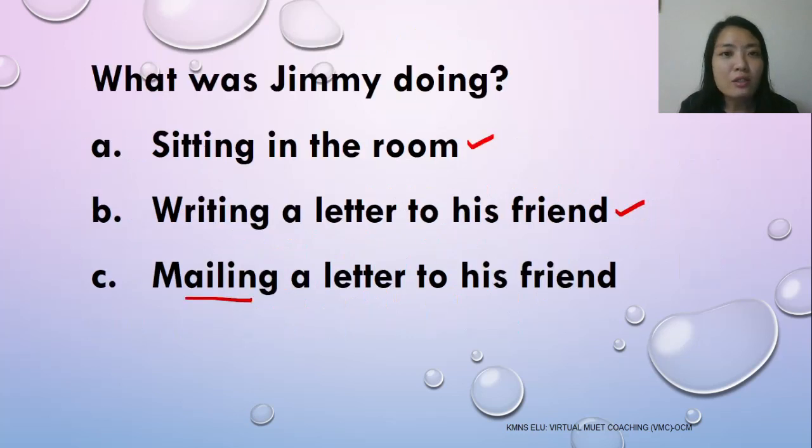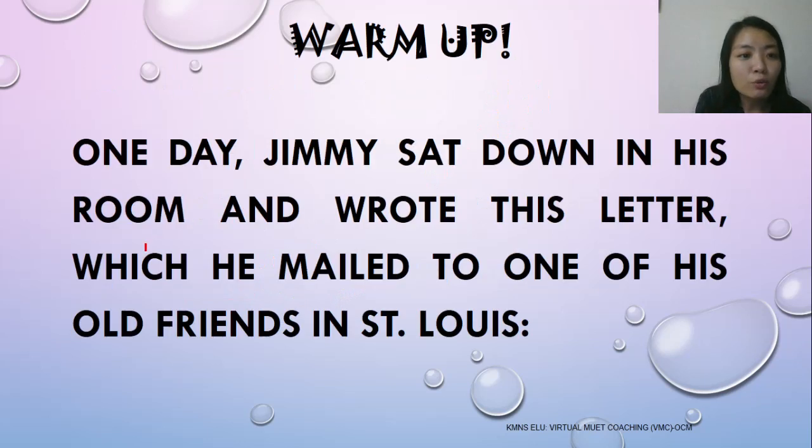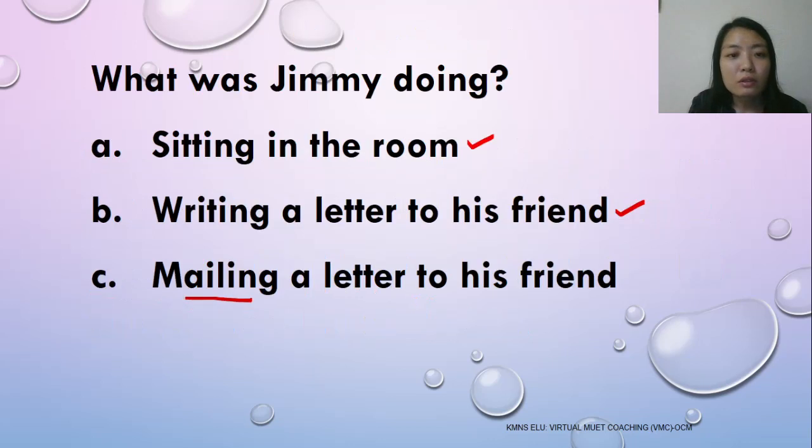The question says, what is he doing? So what's he doing at the moment? All right, so he didn't actually mail the letter to his friend yet. It was something which he was going to mail later on. So C is probably not the answer. Okay, not yet the answer anyway. All right. So was he writing a letter to his friend? Yes. Was he sitting in the room? Yes. So now you're between A and B.